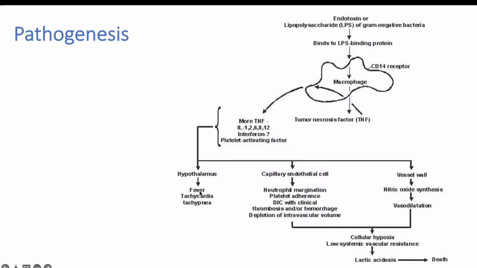Then those cytokines can trigger the hypothalamus for fever, tachycardia, and tachypnea. They go to the vessel walls and cause vasodilation. They go to capillary endothelial cells and cause more platelet adherence and neutrophil migration, which cause all the symptoms of thrombosis versus hemorrhage, and end up in tissue damage and death.